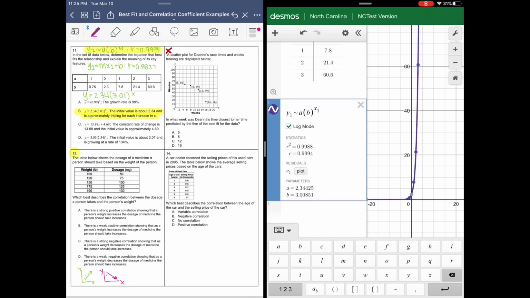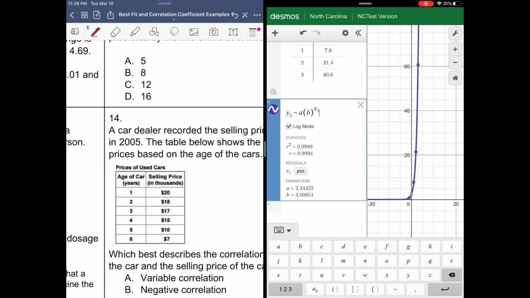For number 14, let's look at this one. A car dealer recorded the selling prices of his used cars in 2005. The table shows the average selling prices based on the age of the cars. Which best describes the correlation between the age of the car and the selling price of the car? Okay, well, let's look at this. I'm going to zoom in a little so we can see it well.